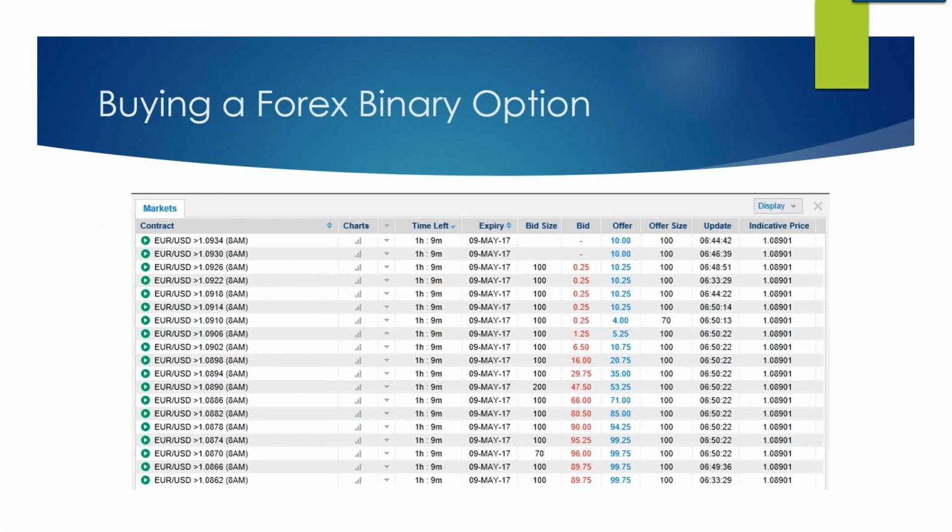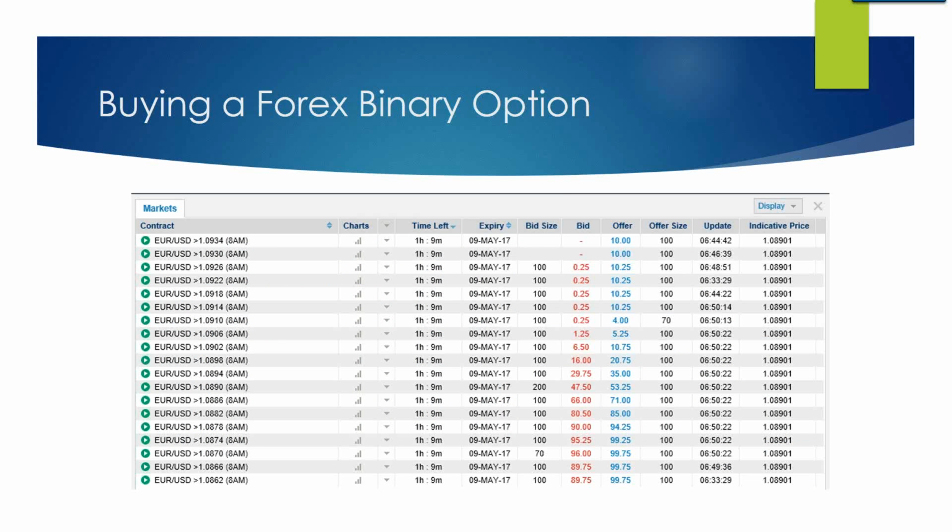Now, this is a standard Nadex market screen, and it is for the euro dollar. You can see that the instrument is listed over on the left-hand side. Then over here we have a bid and we have an offer. If you want to buy a binary option, you would click on the blue area. If you wanted to sell a binary option, you could click over on the bid.